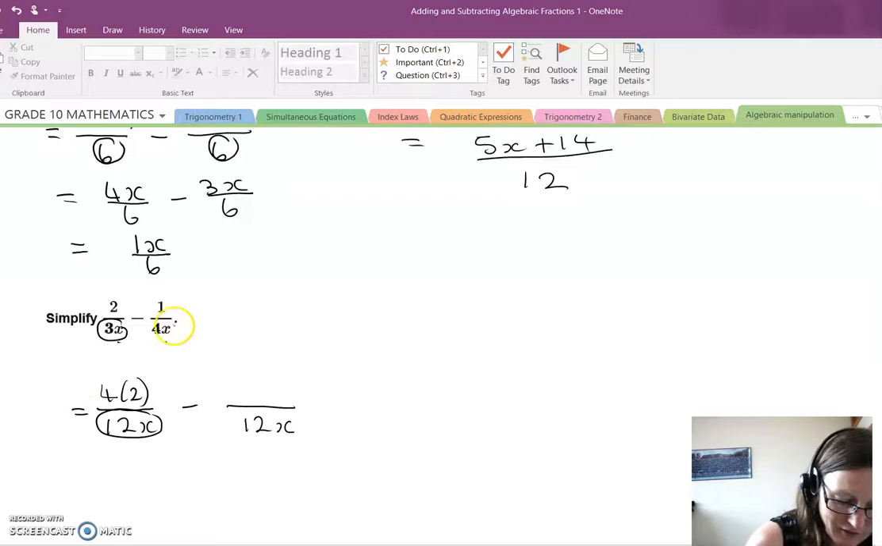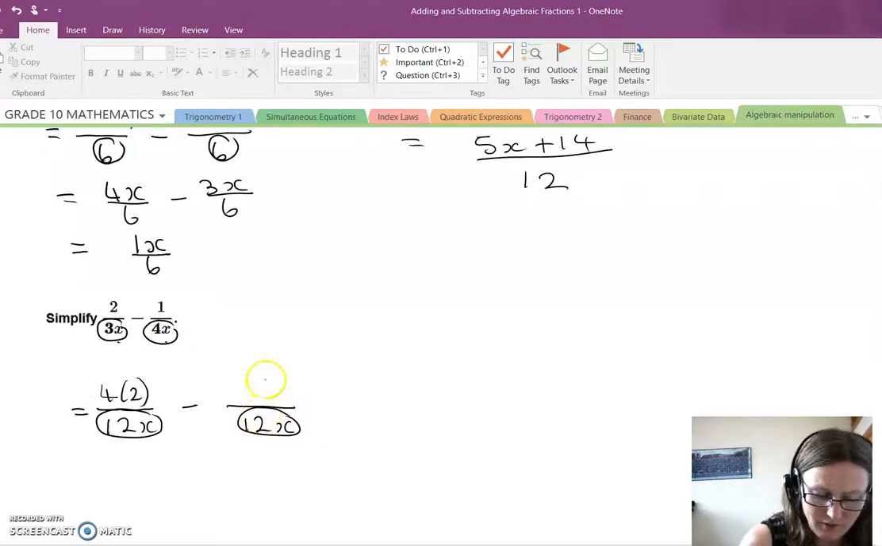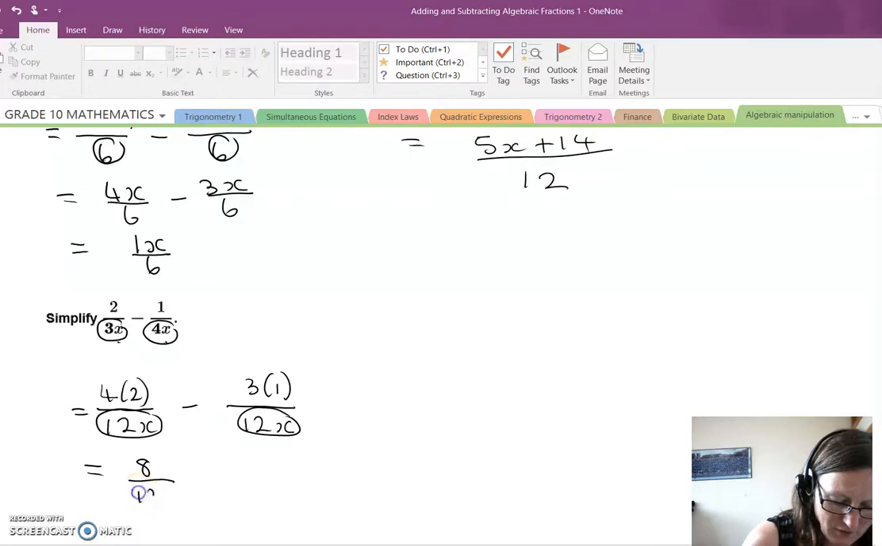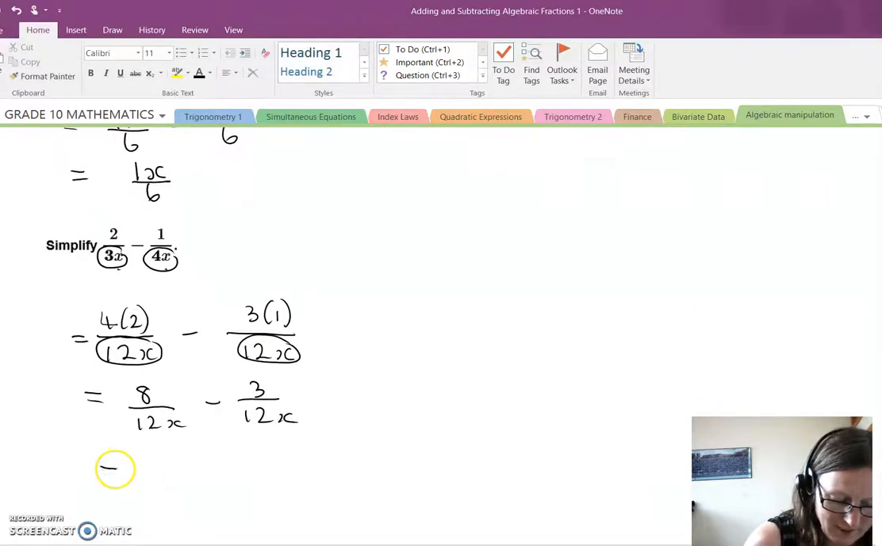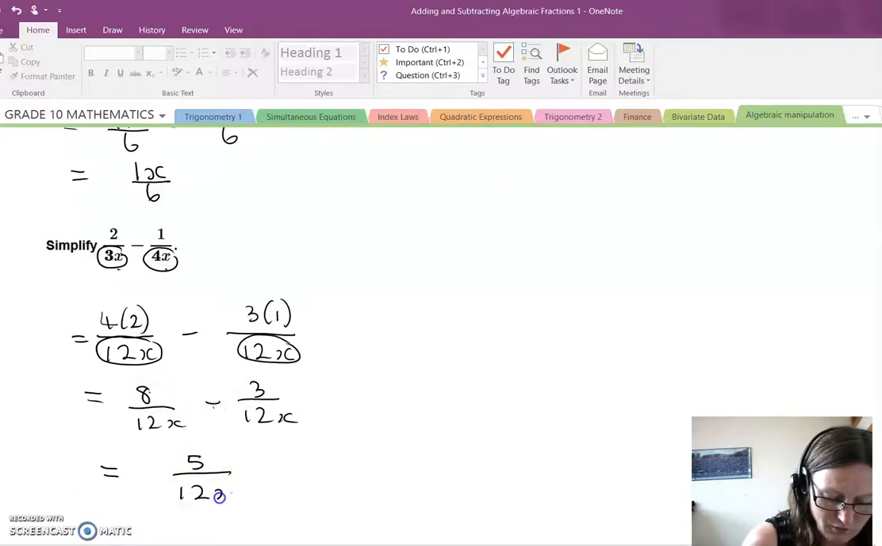And how did I get from 4x to 12x? I timesed it by 3, so I times the top by 3 as well. 4 2s are 8 over 12x. Subtract 3 1s are 3 over 12x. Our denominators are the same, so we now can say 8 subtract 3 is 5 over 12x.